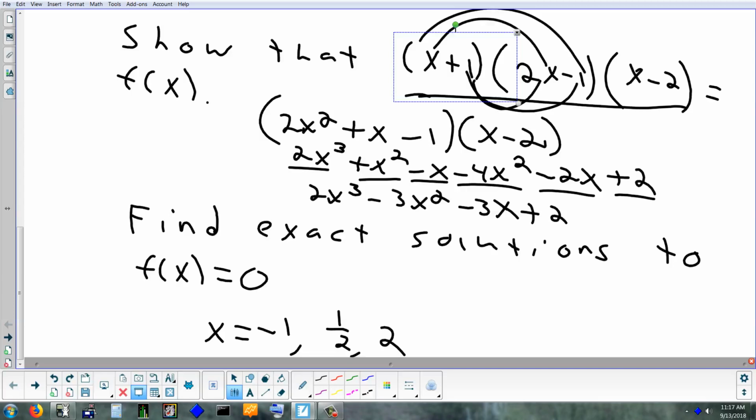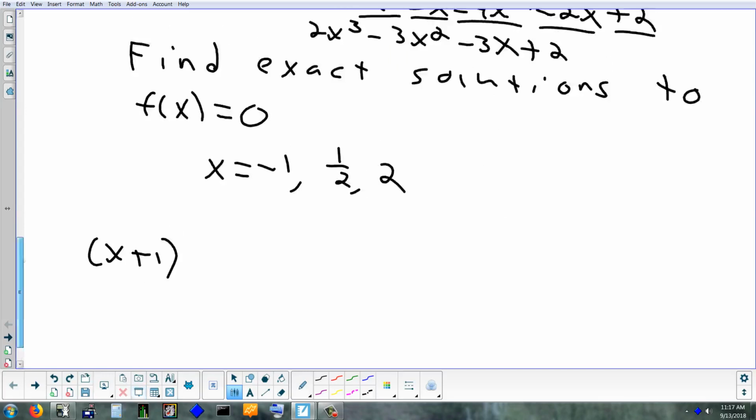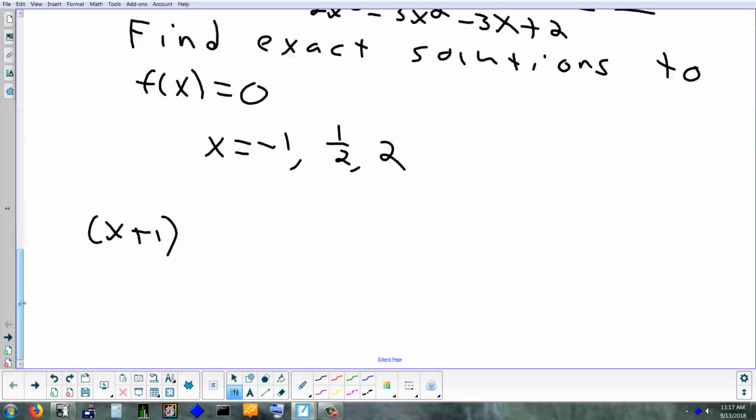Well, let's go back to the factored form of this equation. So x plus 1, 2x minus 1, and x minus 2. We just used the calculator to figure that out. Where do those equal 0? I used the calculator for the first one, and the other two I told you you could try, and you will get that.